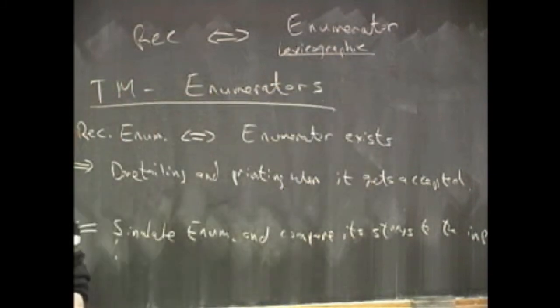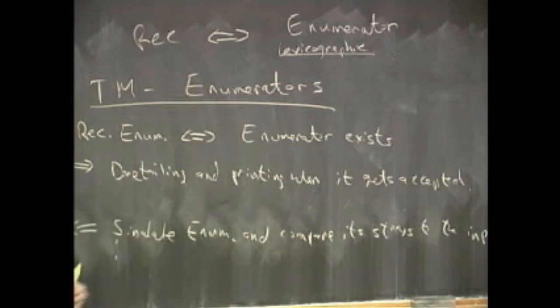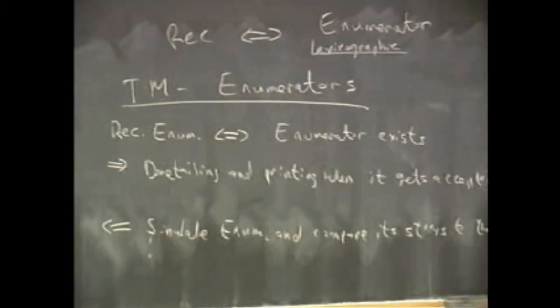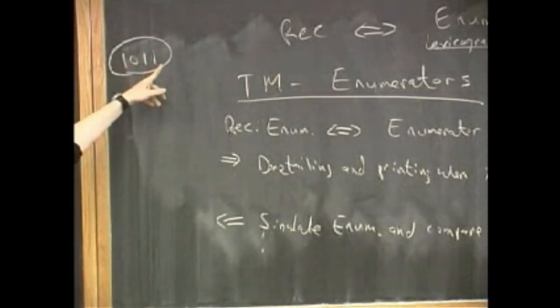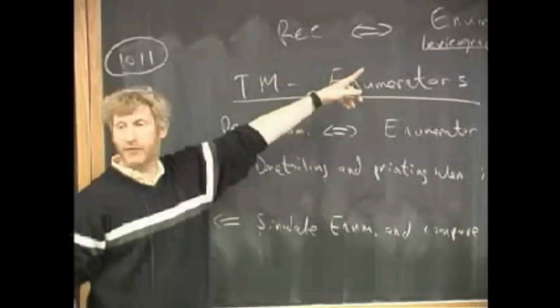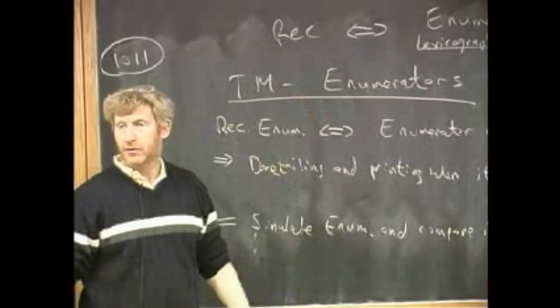Then you can just wait until where the string ought to show up shows up. Good. The enumerator is supposed to put the strings out in size order. So let's say the alleged recursive set is supposed to be deciding this. I'm looking at this 1011, and I'm hoping to decide yes or no on it. And I have an enumerator that generates all these strings in lexicographic order. I start it out, and I watch.